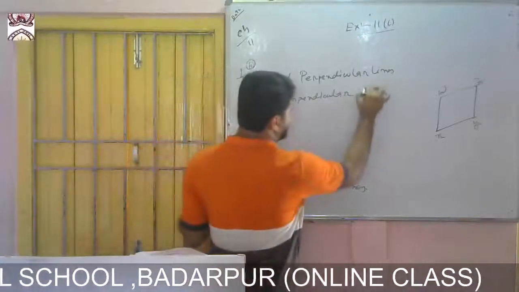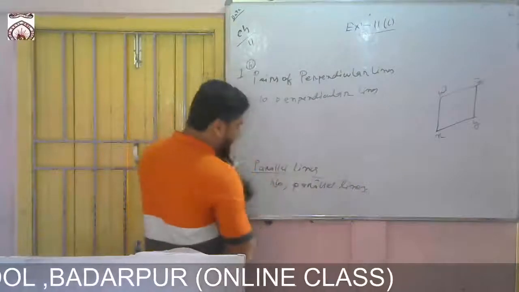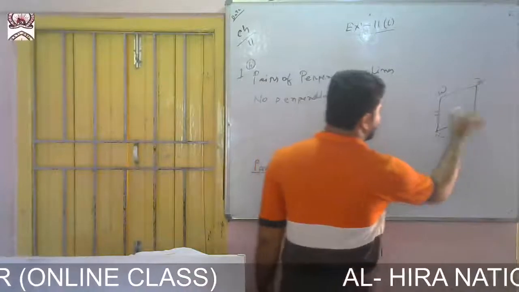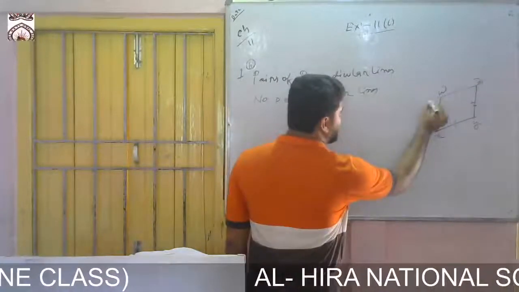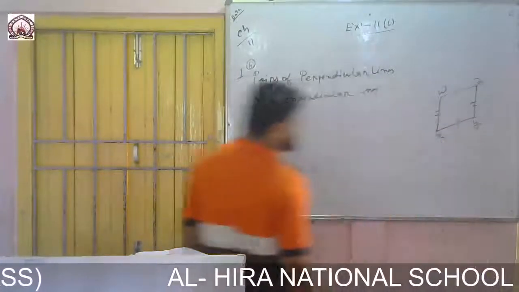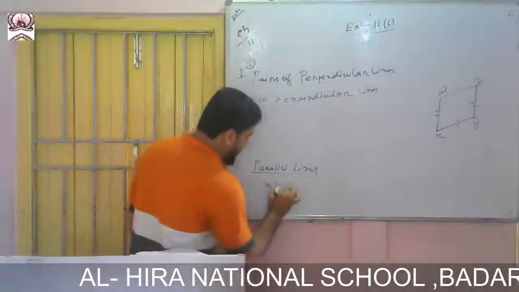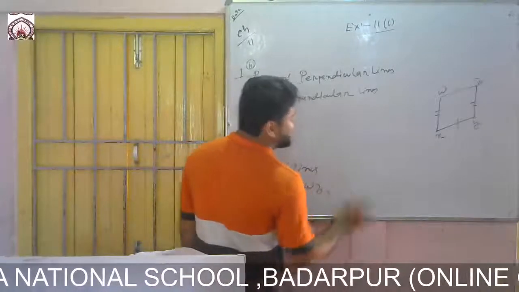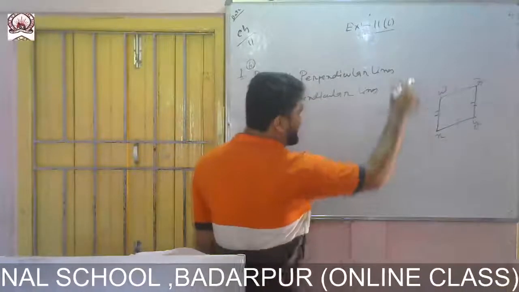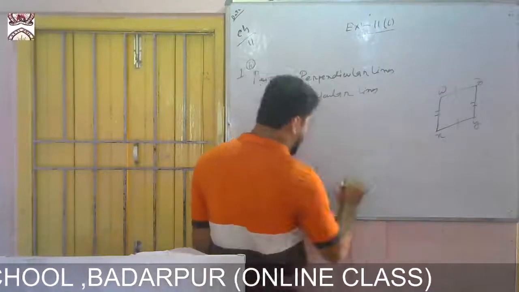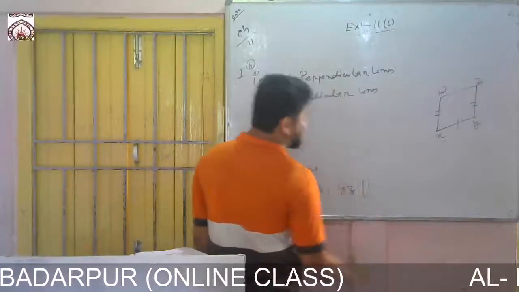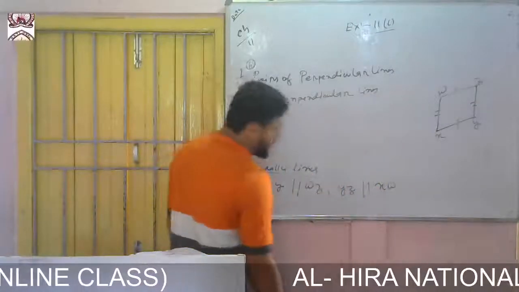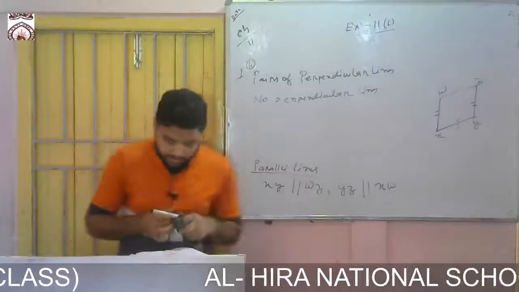No perpendicular lines. Okay, and yes, we can find parallel lines here. This one is parallel to this one, and this one is parallel to this one. You see, this will continue like this. So write like this: XY parallel to WZ, and YZ parallel to XW, or WX, or ZY, anything you can write. Okay.